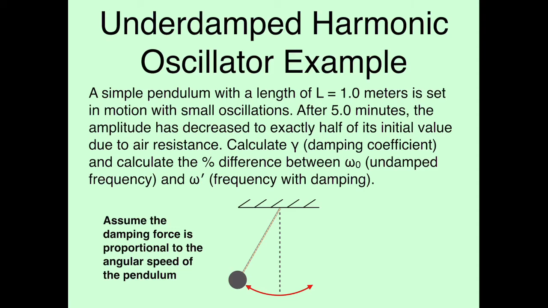So we're going to do a few things here. We're going to calculate gamma, that's the damping coefficient, and then we're going to calculate the percent difference between omega naught, that's the undamped frequency. In other words, that would be the frequency of the oscillations if there were no air resistance, and omega prime, which is the frequency with damping, with air resistance. So what's the difference between those two? So let's work it out.